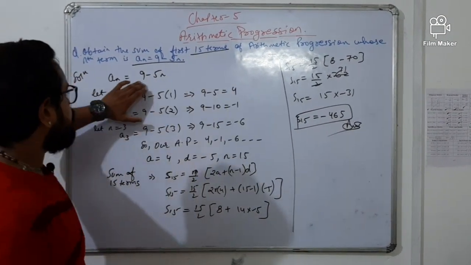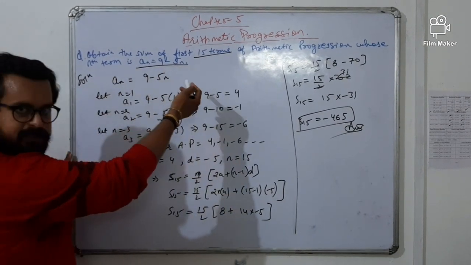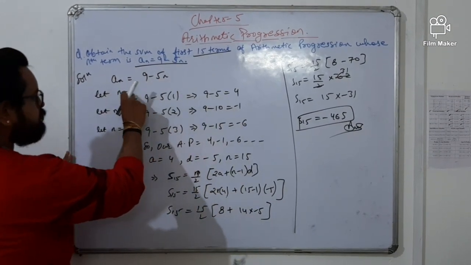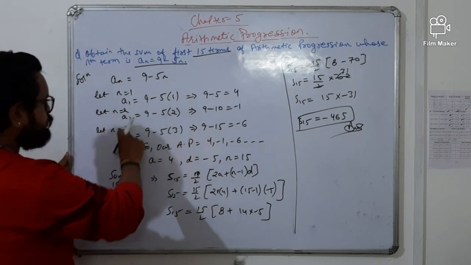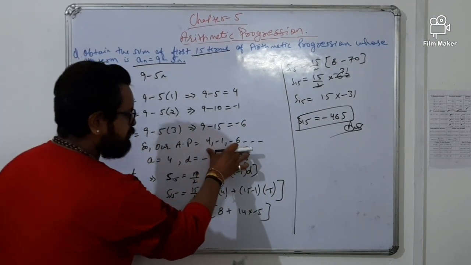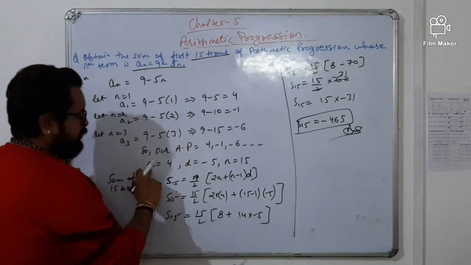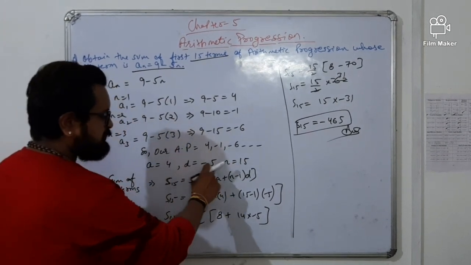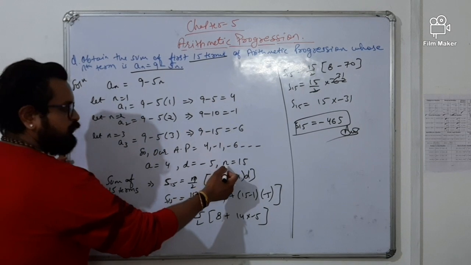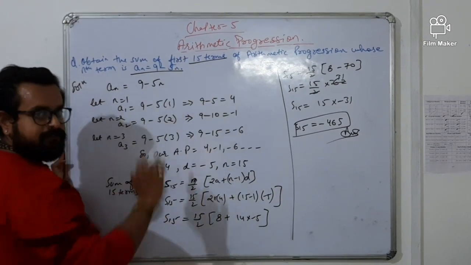See, a_n is given, that is the nth term is given. First we will put the values of n, that is 1, 2, 3, and we will get the AP. In the AP we got 4, -1, -6, and so on. Now the value of a is 4, the value of d is -5, and the value of n is 15, because it is given in the question.